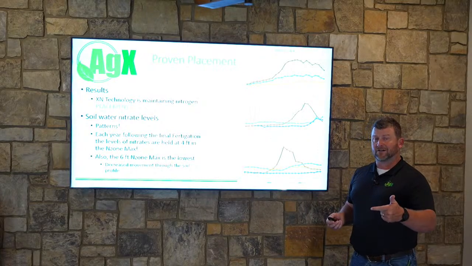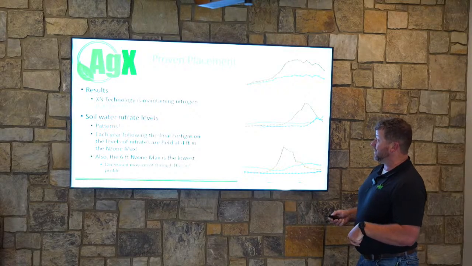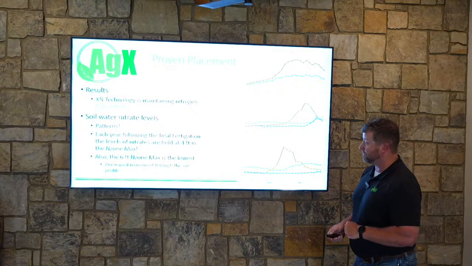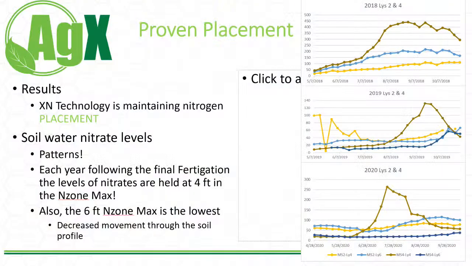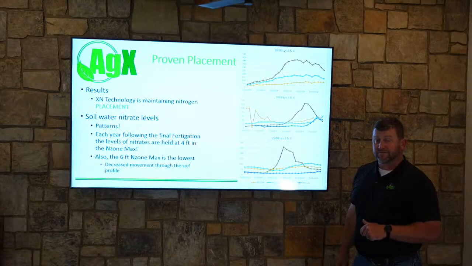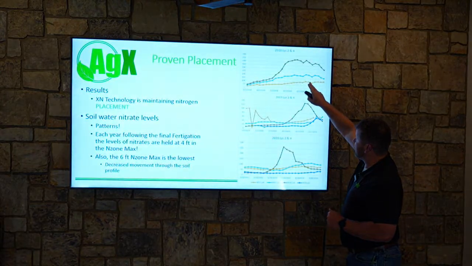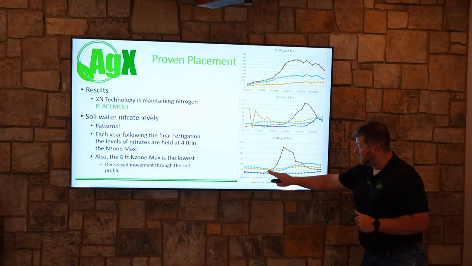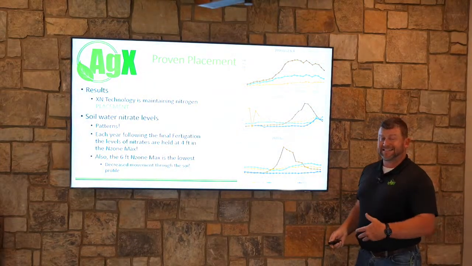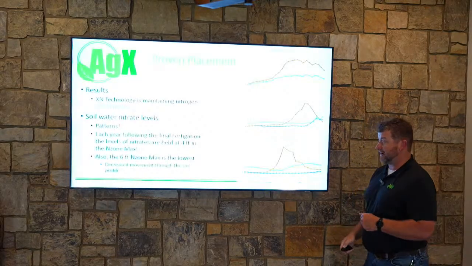You've reinvested your dollars so that more of that money is going to be put into your plants that are going to be producing a final yield for you. So again, the brown line being the one found on the N-Zone Max treated side, we see a spike each and every year following the final fertigation. What I want us to point out though is when we compare this to the light yellow line, which is the untreated side, we have very little nitrogen that's actually being maintained at that 4-foot level when we compare that to our treated nitrogen side.